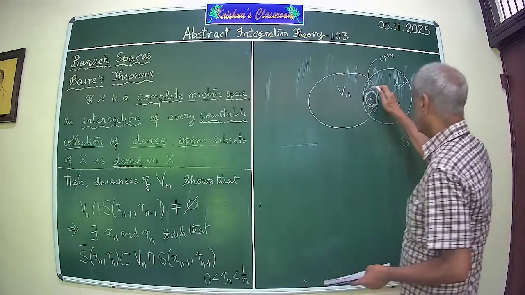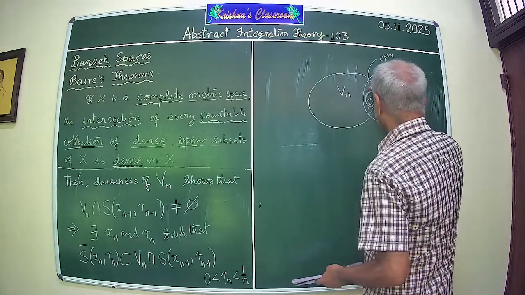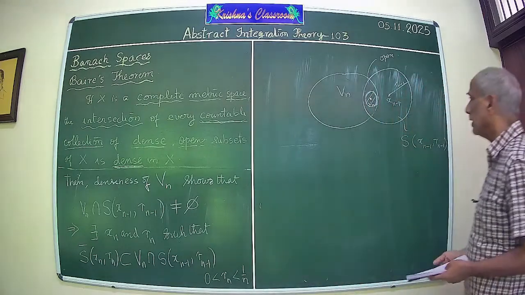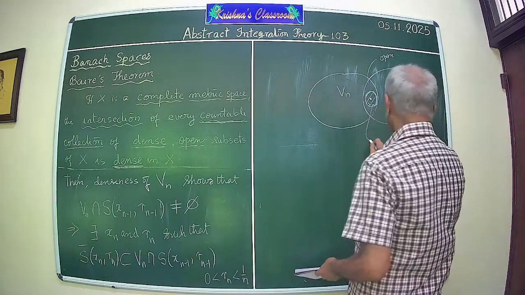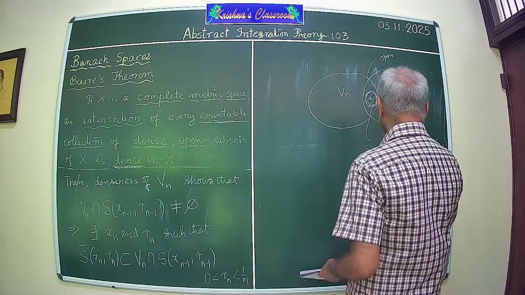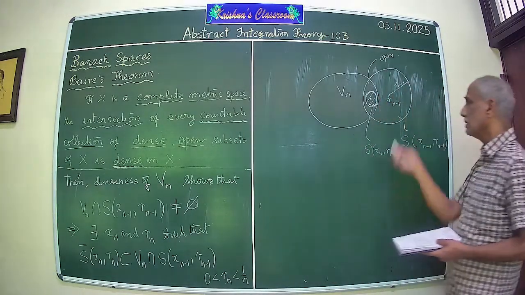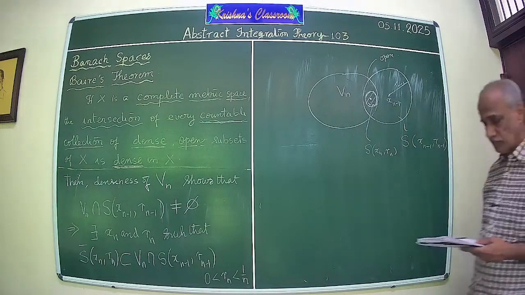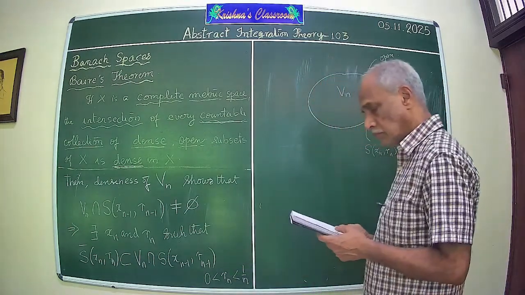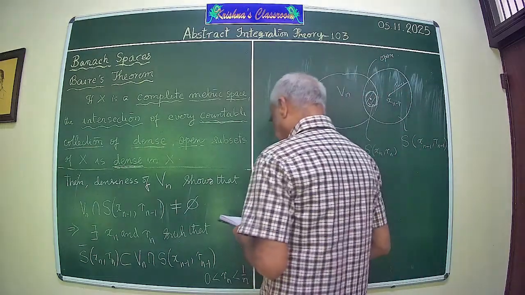So this is the situation. This open ball is completely contained. Now this is S. This is the scenario, and of course Rn is less than 1 by n. Now we use induction.